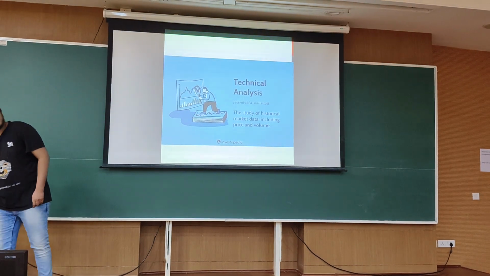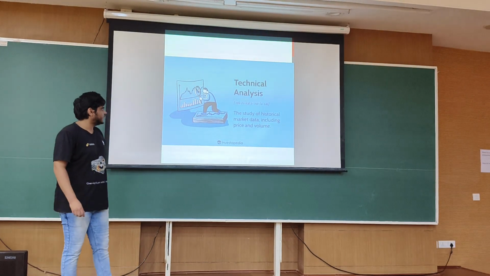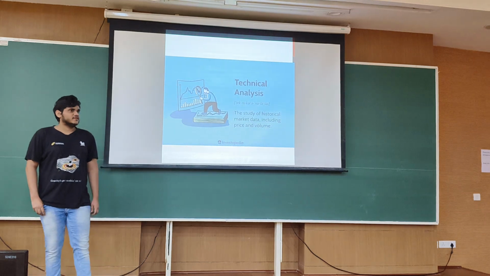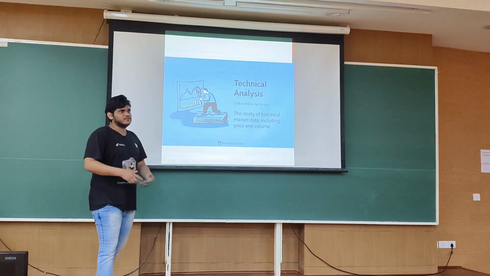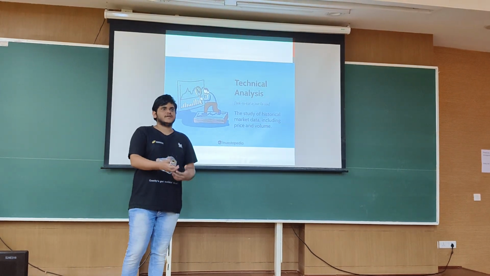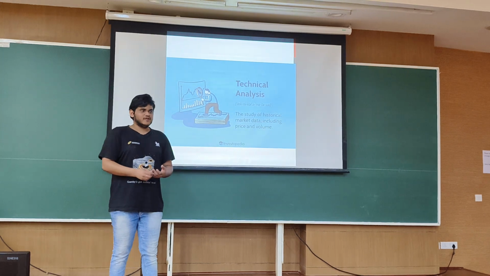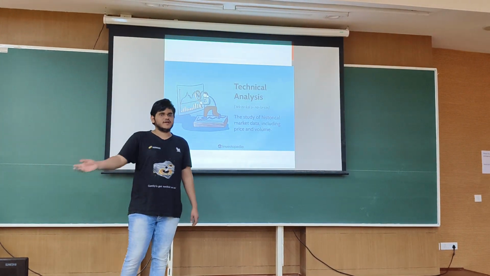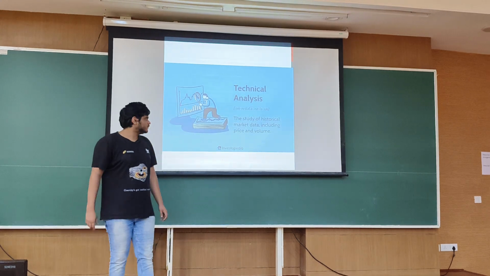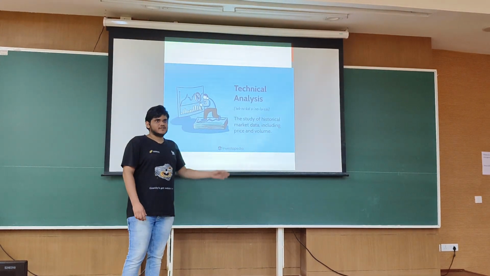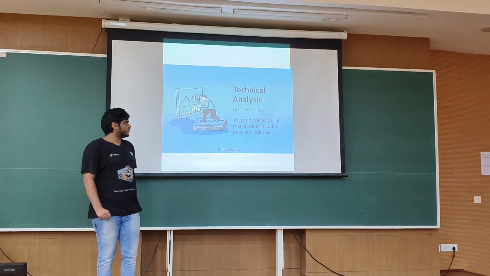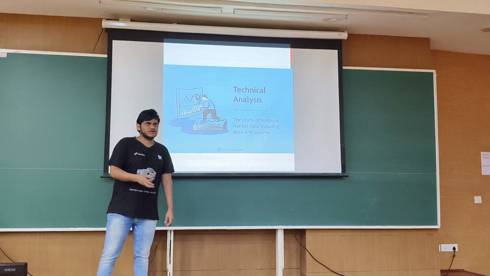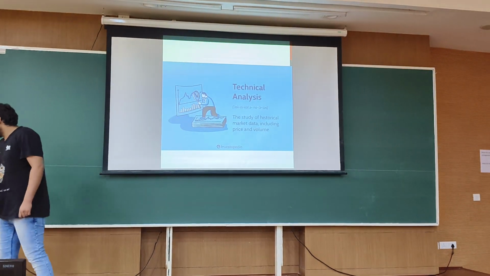So this is what Investopedia is saying: study of historical data, including price and volume. So volume is the number of shares being traded, buying and selling. For example, if today in Reliance Industries 1 crore shares are being bought and 60 lakhs are being sold, the total volume is 1 crore 60 lakh. Volume is also a very important thing because it tells what the people in the market are doing.